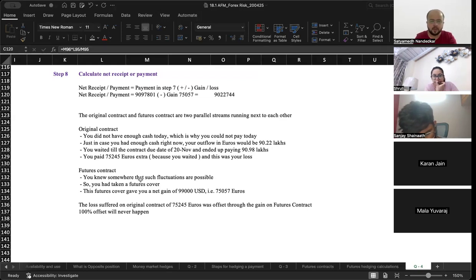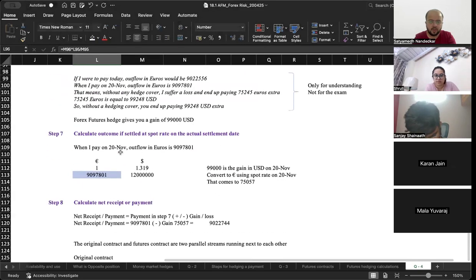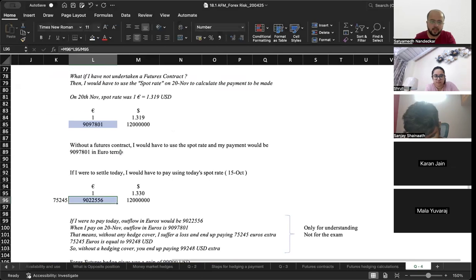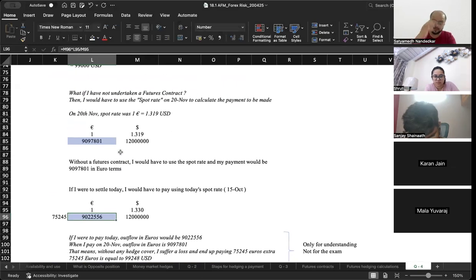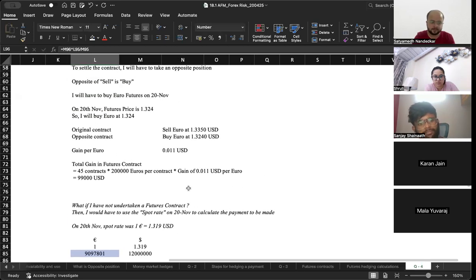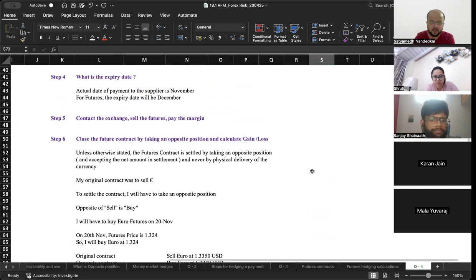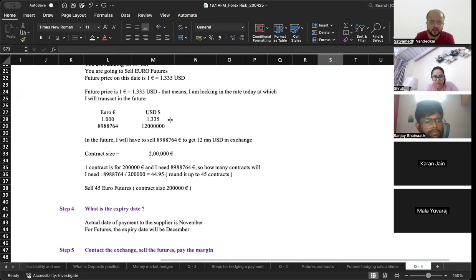Now, one second. What is the total amount that you needed to hedge? First of all, how much was the hedge that you were required to set up? You were required to set up a hedge worth 8988,764 euro and 12 lakh dollars.